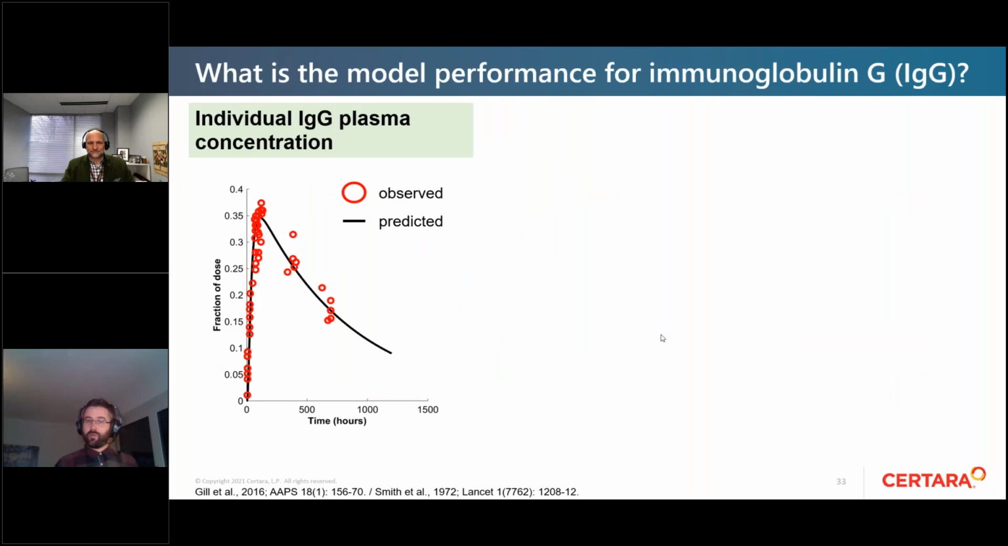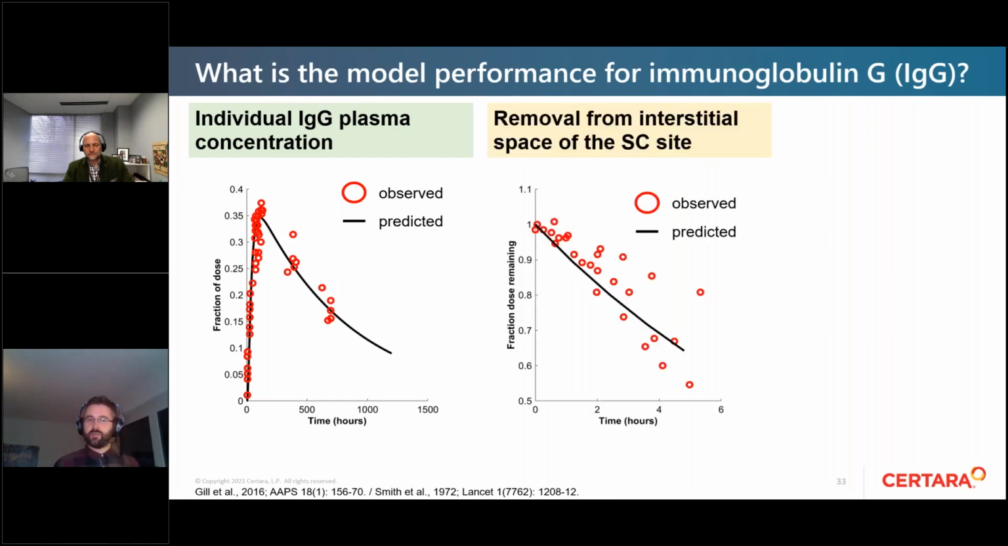But what is the model performance? What we try to do is to use IgG for our model performance because all antibodies are based on IgG. So by using the changes in binding affinity to this receptor or to the uptake rate, we can predict the bioavailability for an antibody. What we see here is plasma concentration from individuals on the left-hand side after subcutaneous dosing of IgG. And we see that the absorption rate, peak concentration, time to peak concentration, and also the elimination rate is predicted in accordance with the observed data.